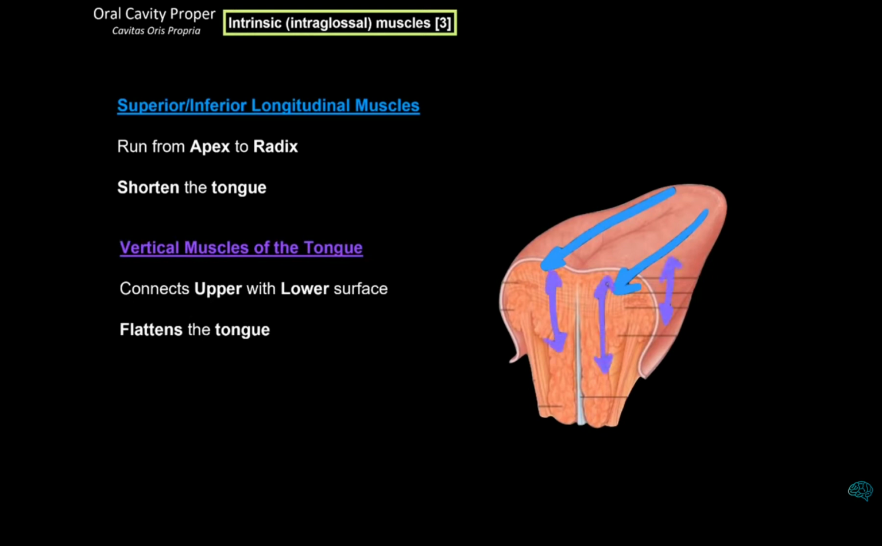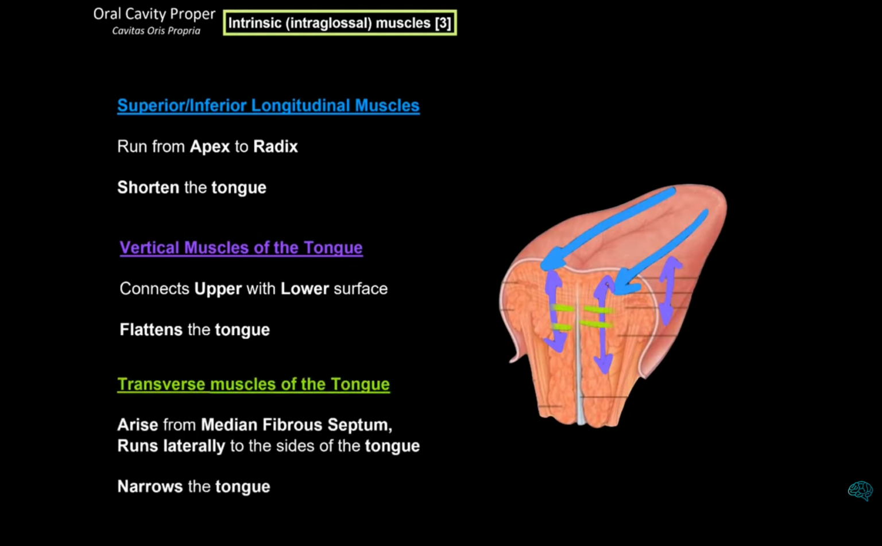Then we have the vertical muscles of the tongue, which connect the upper surface to the lower surface, and its function is to flatten the tongue. Then we have the transverse muscles of the tongue, which arise from the median fibrous septum, and they run to the lateral sides of the tongue. And when they contract, they're going to narrow the tongue. And so that was all the muscles of the tongue.